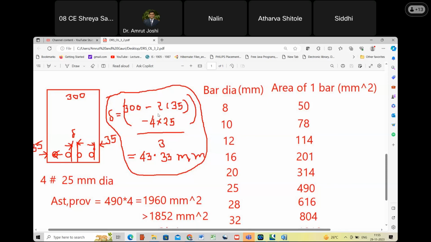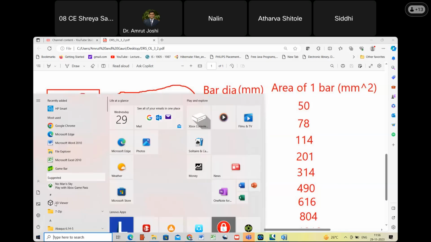Yes, sir. And how many clear spaces between the bars do you have? You have 4 bars, so you have 3 clear spaces, isn't it? Yes, sir. So this divided by 3 is delta. Happy? Yes, sir. And how much has it come? That delta has turned out to be 43.33. Happy? Yes, sir.